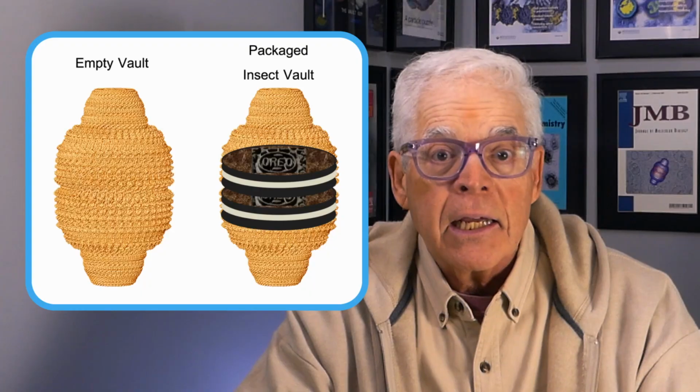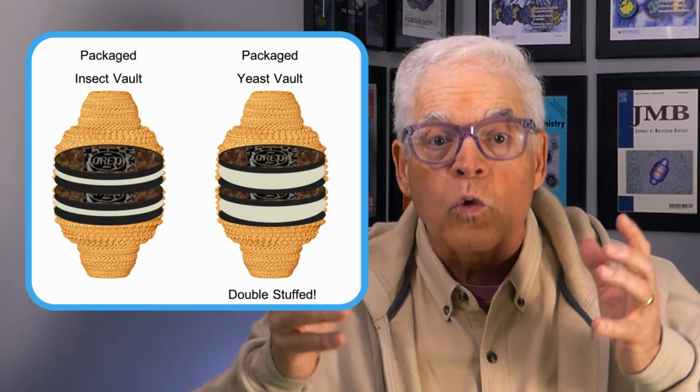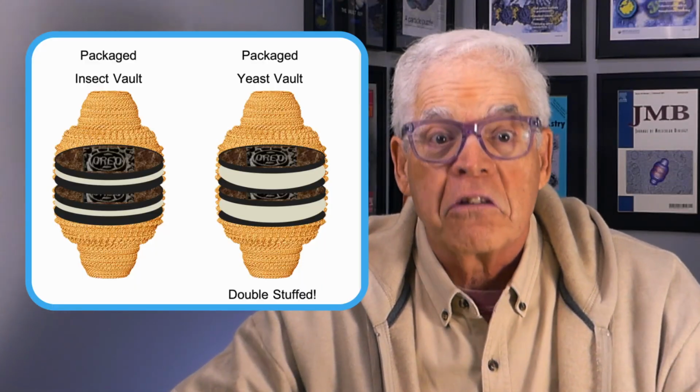Furthermore, because the concentration of cargo and vaults inside the yeast cell is so high, this packaging is far more efficient than could be achieved by mixing vaults and cargo. Using this system, we produced more vaults, and these vaults were pre-packaged with cargo, thereby reducing the steps and labor needed to purify the vaults. When we compared the packaged vaults made in insect cells to vaults made in yeast, the yeast-made vaults were so packed they appeared to be double stuffed.